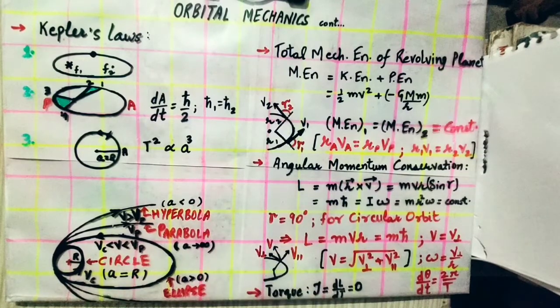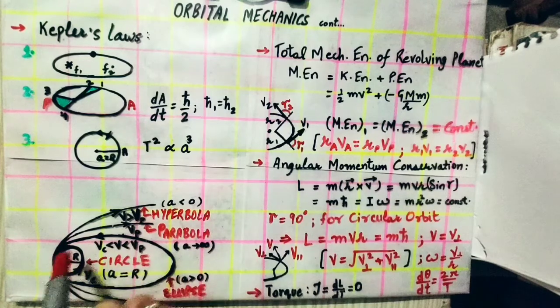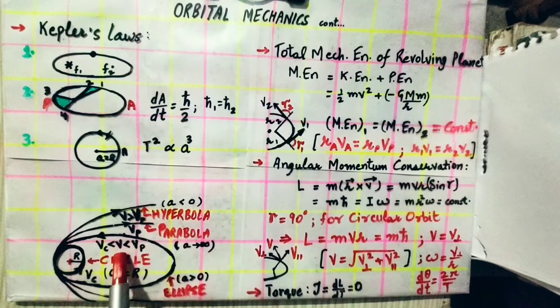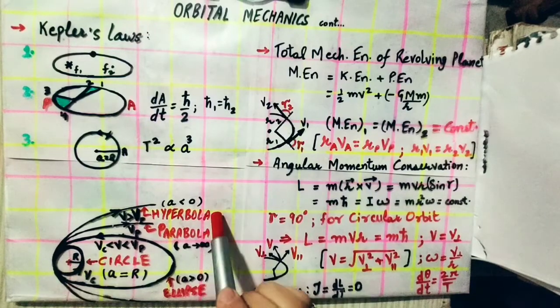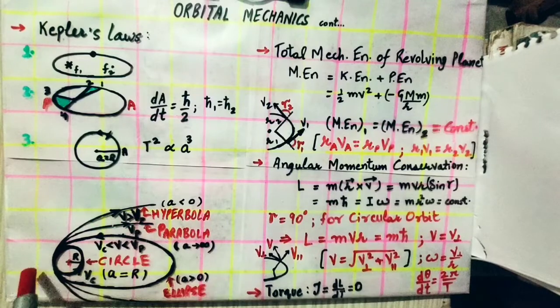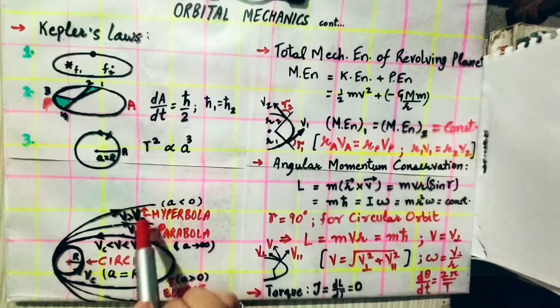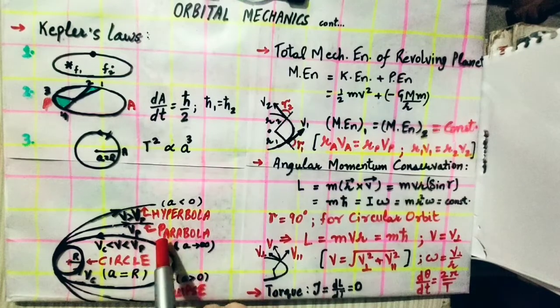Velocity-wise, in a circular orbit the velocity is given by vc. In a parabola, the velocity of the satellite following the parabolic trajectory is given by vp, and the velocity of the satellite following the elliptical orbit is given by v, which lies between the parabolic escape velocity and the circular velocity. For the hyperbola, the velocity of the satellite following the hyperbolic trajectory is greater than vp, that is, greater than the velocity of the satellite in the parabolic trajectory, which is the minimum escape velocity.